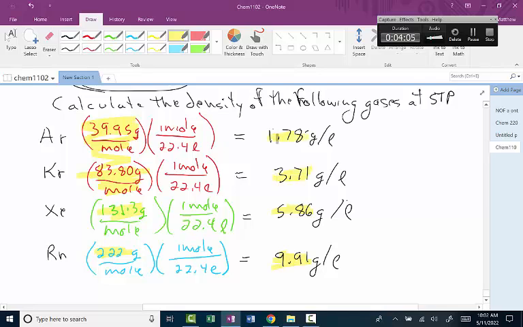Okay, and this kind of explains why radon, which is radioactive, is a problem. It collects in low places because it's a very dense gas. So it collects in your basement, etc. if you have radon. If it was very light, it would just dissipate into the atmosphere. Okay, so those are a couple examples of how to do these calculations. Remember, if you're at STP, you can always use 22.4 liters equals 1 mole.